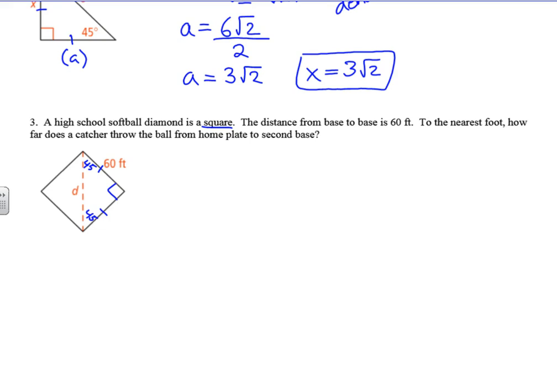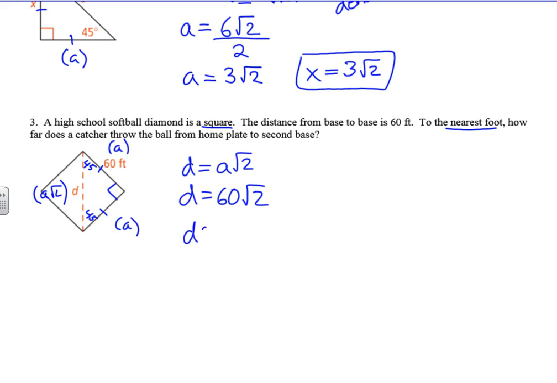Well, what is it? In a 45, 45, 90 triangle, it's a, a, a radical 2. All right, so the distance is 60 feet. Well, that's nice because we know what a is. So d equals a times the square root of 2. d equals 60 radical 2. Now in this case it says to the nearest foot. So in our calculator we're just going to put in 60 times the square root of 2, and we get 84.8528. So to the nearest foot we would say the distance is approximately 85 feet.